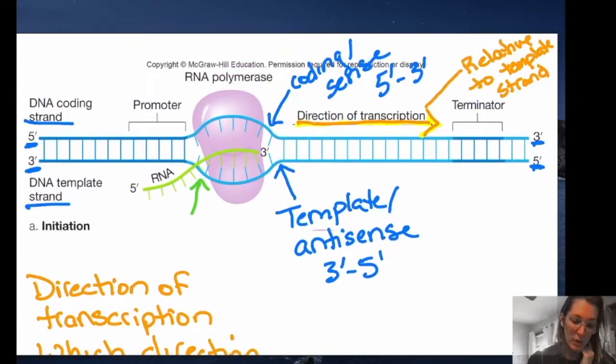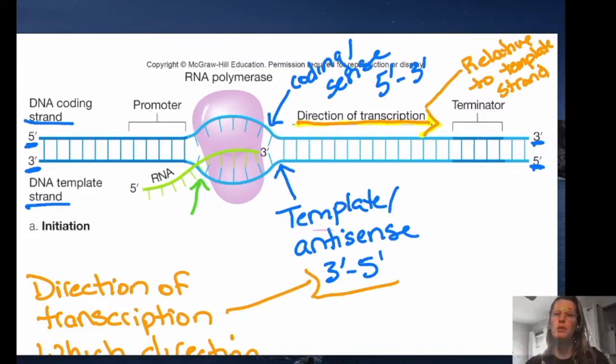Looking here, RNA polymerase is going to be reading the template or antisense strand. The template or antisense strand is running 3' to 5'. Therefore, the direction of transcription is 3' to 5'. So RNA polymerase, I'm going to use a purple, is moving this way along the template strand. It's reading from 3' to 5', sort of like when you read a book, you read from left to right. Okay, hopefully we're good there.